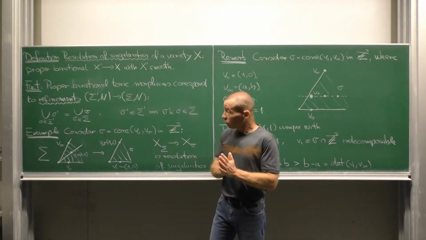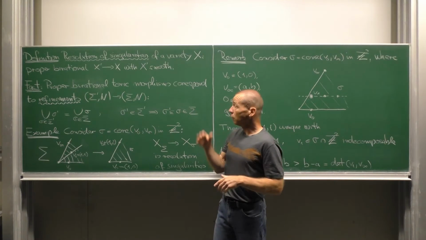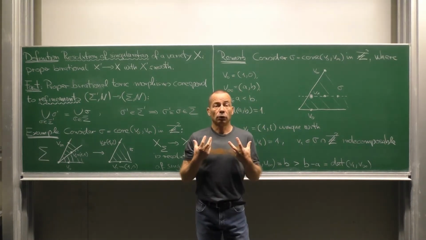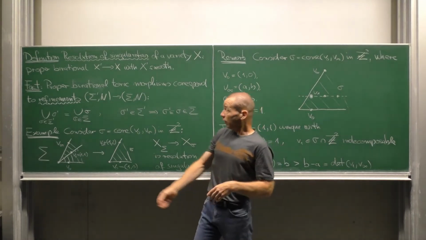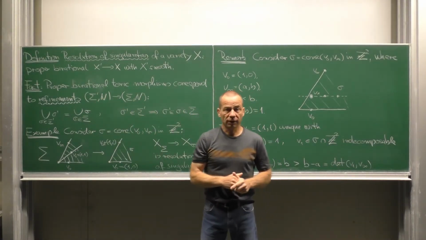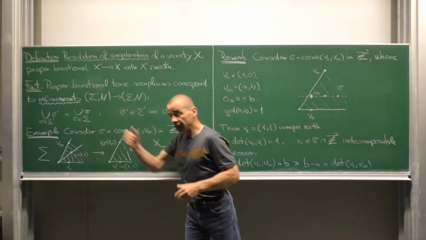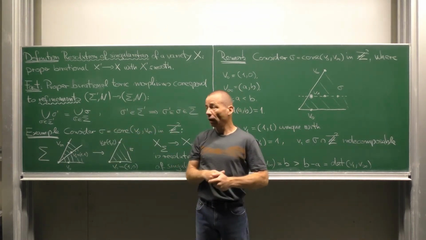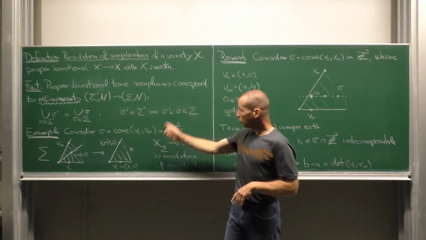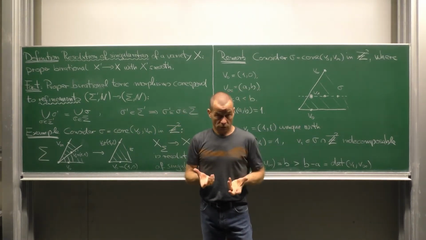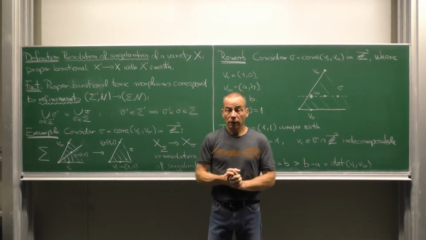In the world of toric varieties, the proper birational toric morphisms correspond to refinements of lattice fans. That means that we have a fan sigma prime and a fan sigma living in the same lattice, having the same supports, and for every cone small sigma prime we find a cone sigma containing our sigma prime. Let us look at an example.